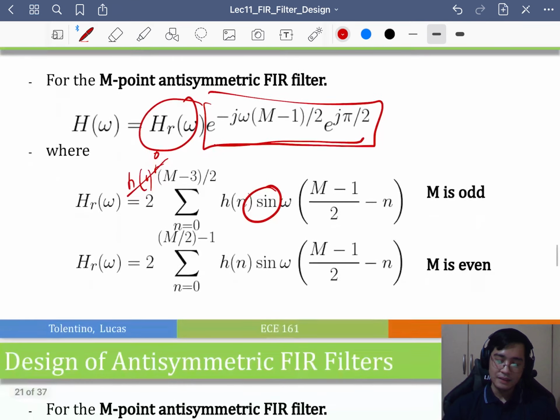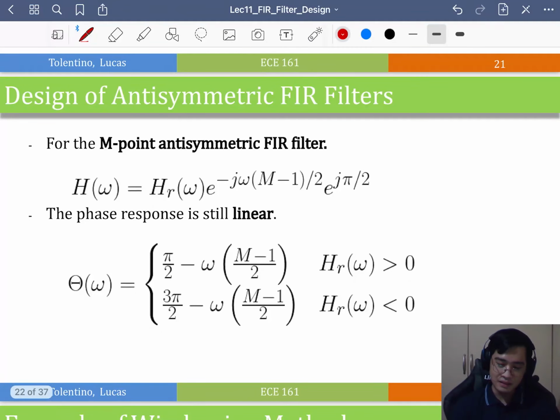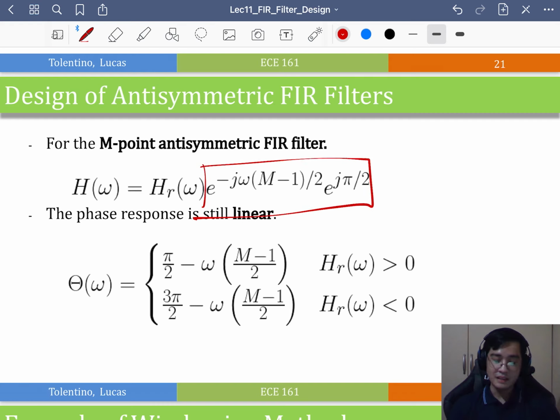So does it still follow linear phase? Yes, because this is again the phase response. This is equal to negative omega. By the way, you scrap j here. E to the j theta, the angle of that is equal to theta, so we do not include j. So negative omega times m minus 1 over 2, and then add pi over 2.